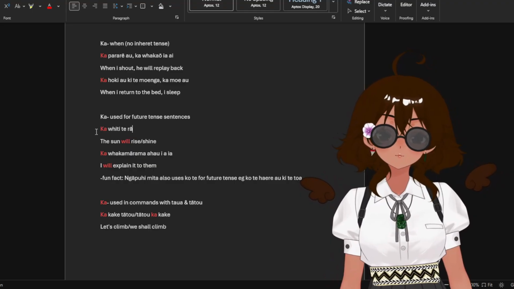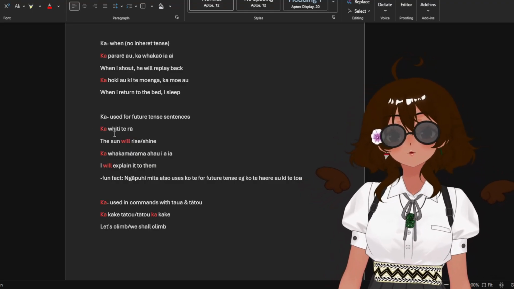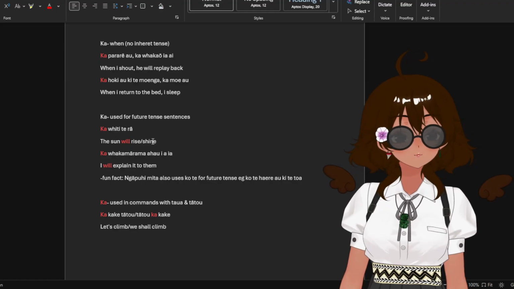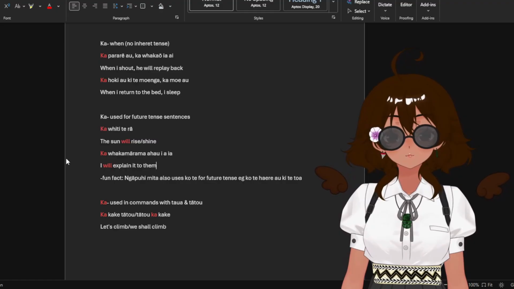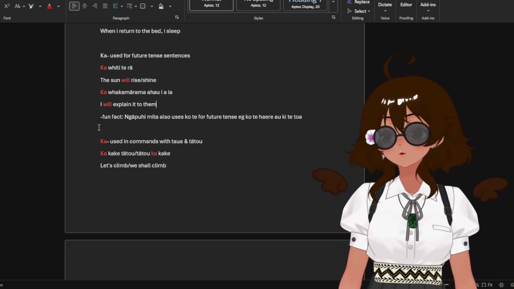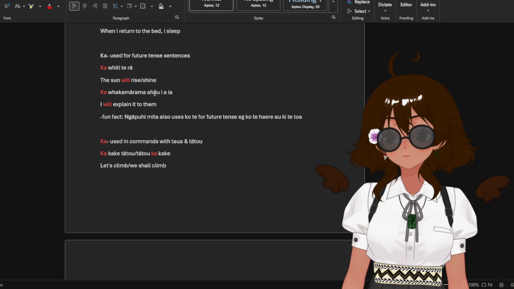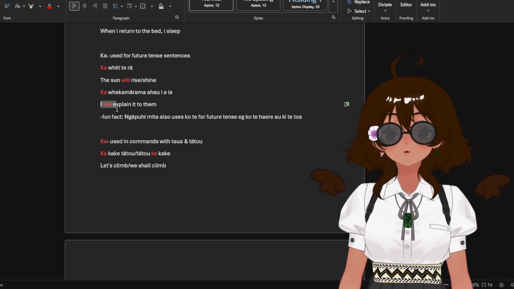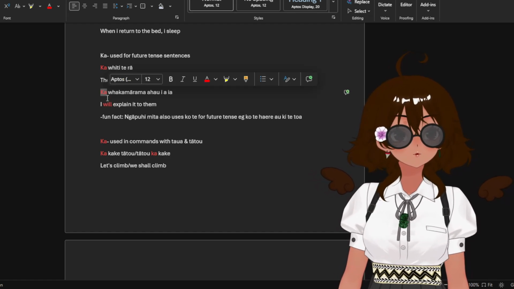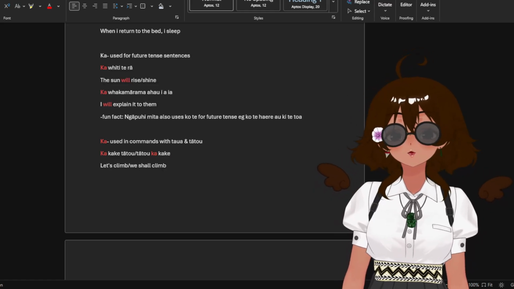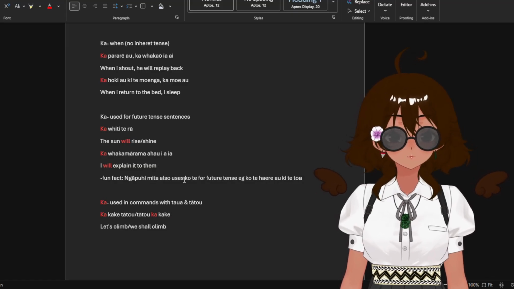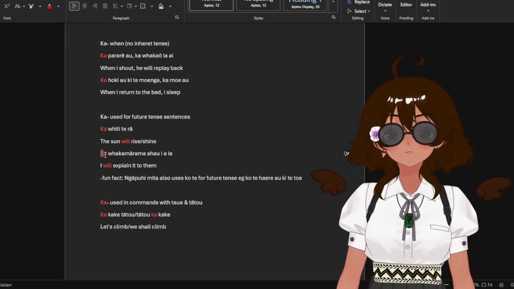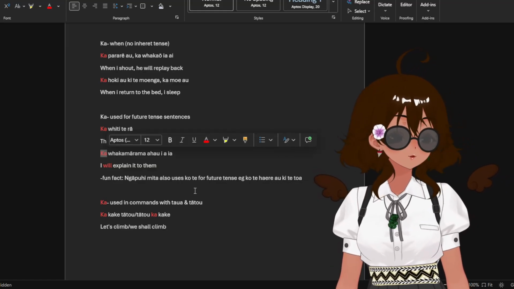So for our first example, ka whiti te ra, the sun will rise / shine. Ka whiti, will rise. For our other example here, ka marama ho ia, I will explain it to them. Again, ka, will. Okay, then for a little fun fact, in Ngāpuhi Mita, we also use ko te as a replacement for ka sometimes for future tense sentences.